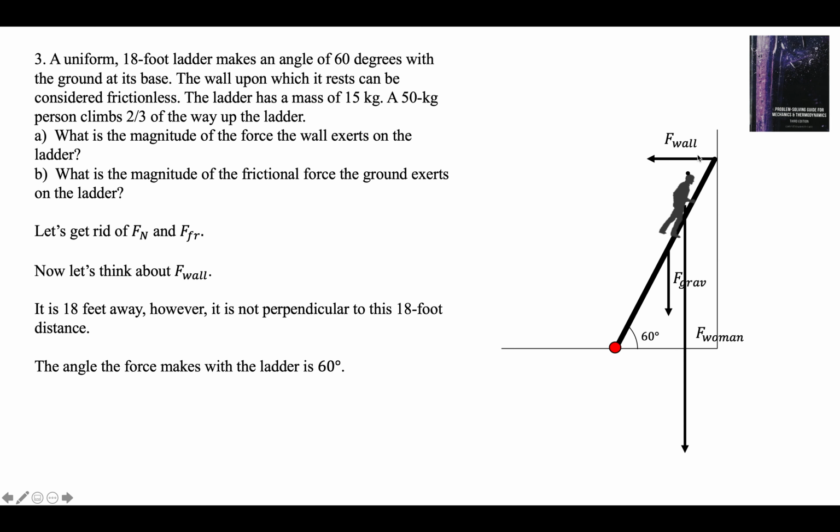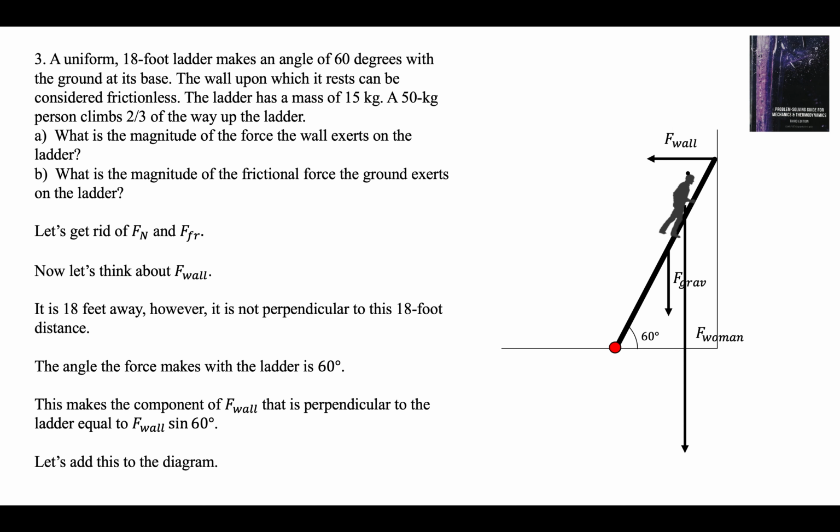The angle this force makes with the ladder is 60 degrees, and we want the opposite side, which is sine 60. So F wall sine 60 should be right about here, the perpendicular component. Let's put it on the diagram. There's F wall sine 60. It's shorter than F wall, about 86.6% because that's the sine of 60. That's one of the forces.